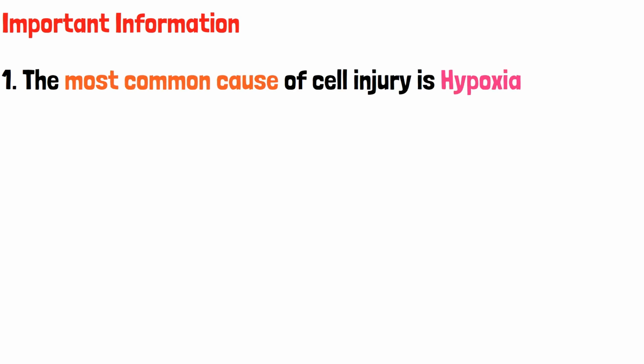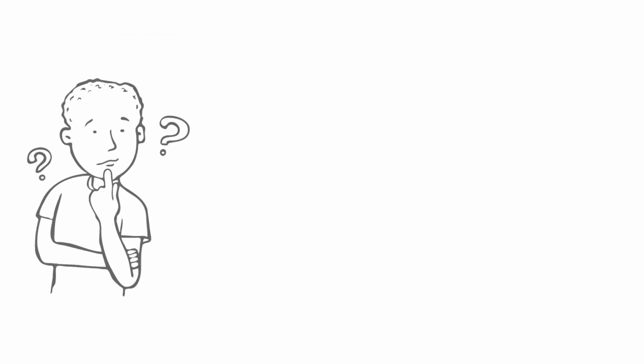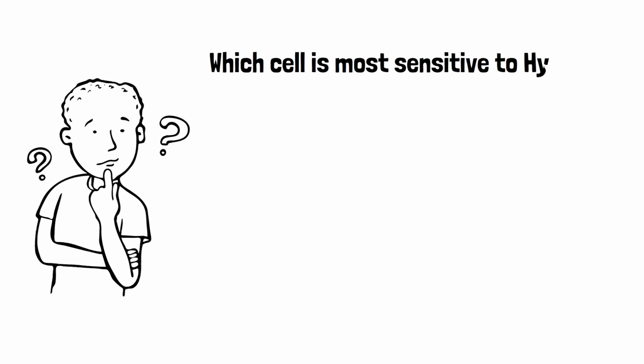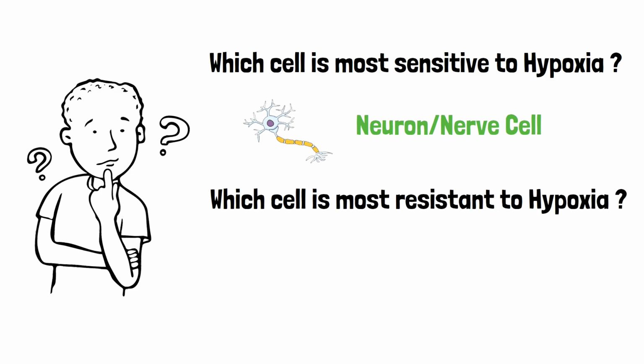The most common cause of cell injury is hypoxia, that is low oxygen. And the most common cause of hypoxia is ischemia. Time for a little Q&A. So according to you, which cell is most sensitive to hypoxia? If you answered neuron, then you are absolutely correct. Now the opposite question. Which cell is most resistant to hypoxia? The correct answer is the fibroblast. The function of fibroblast is formation of connective tissues.